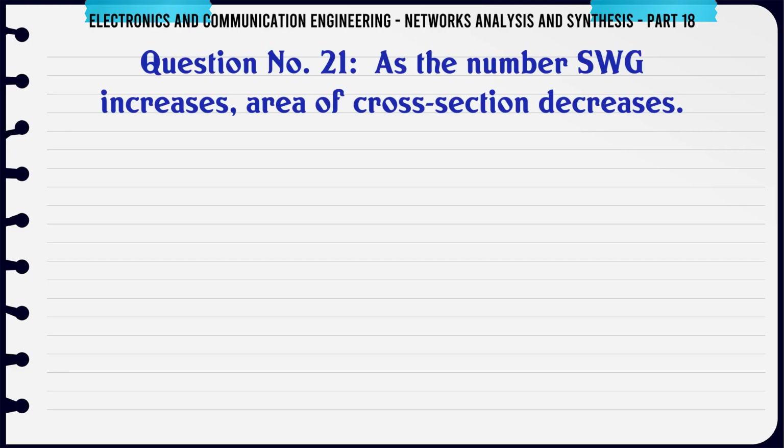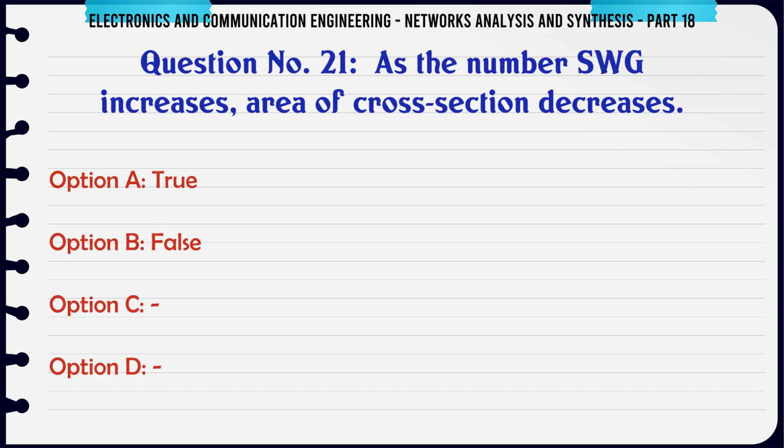As the SWG number increases, the area of cross-section decreases. A. True, B. False, C. D.